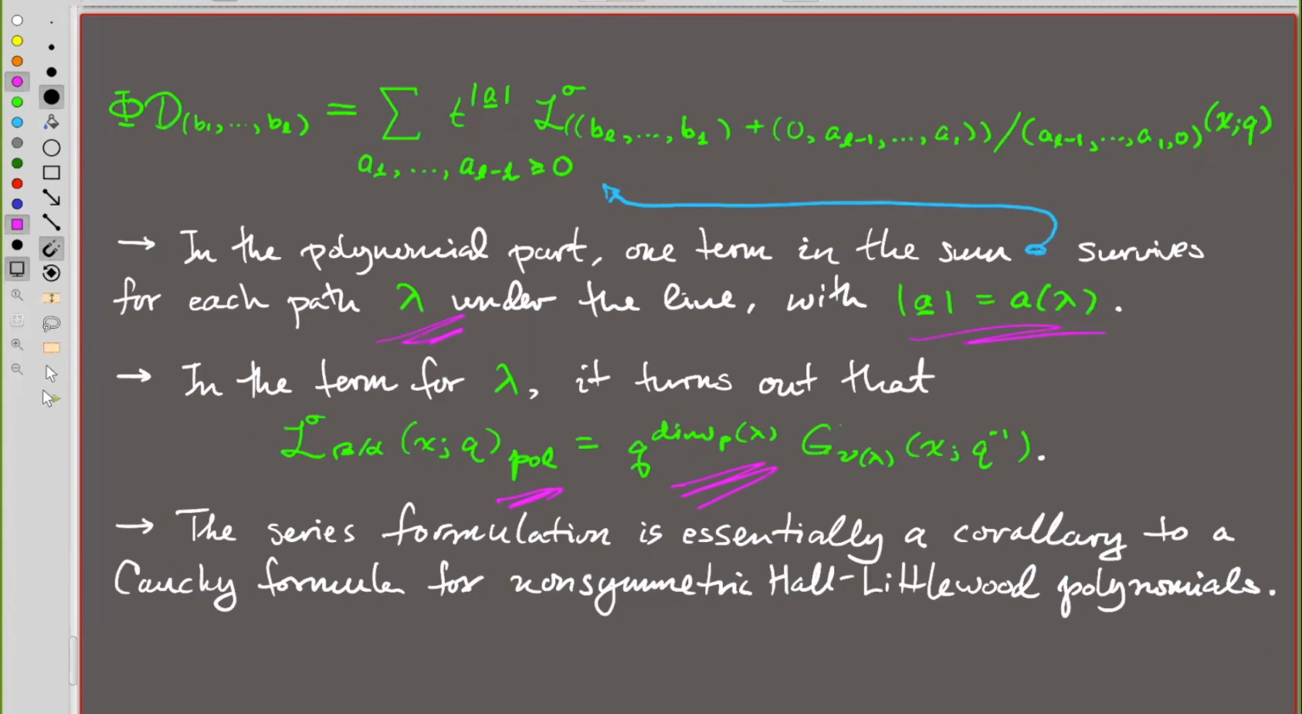And once you have it formulated as an infinite series identity like this, it turns out that more or less, I mean, there are some small tricky details, but it's more or less, in essence, a corollary to a kind of Cauchy formula for non-symmetric Hall-Littlewood polynomials.